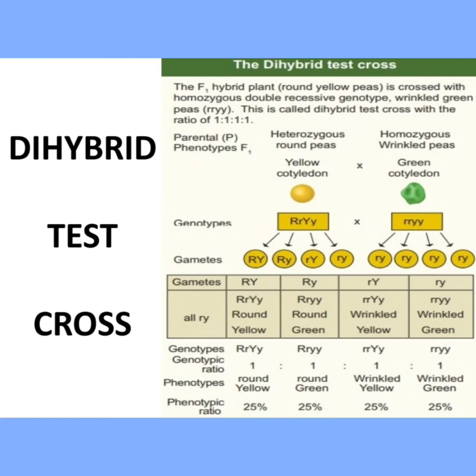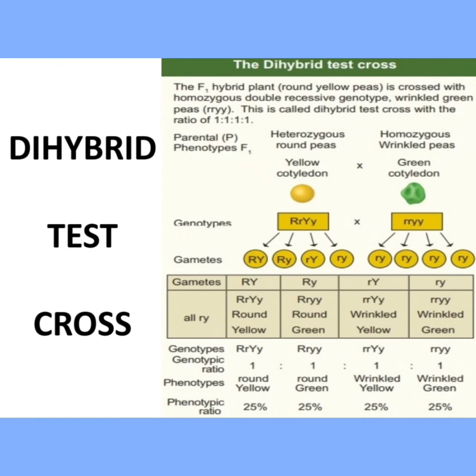Now, something about the dihybrid test cross. The F1 hybrid plant, round yellow pea, is crossed with the homozygous double recessive genotype, wrinkled green pea, small r, small r, small y, small y. This is called a dihybrid test cross, in which the ratio obtained is 1:1:1:1. Here you can see the heterozygous parent, the round pea with yellow cotyledon, and the homozygous wrinkled pea with the green cotyledon. When they are crossed, they produce gametes.